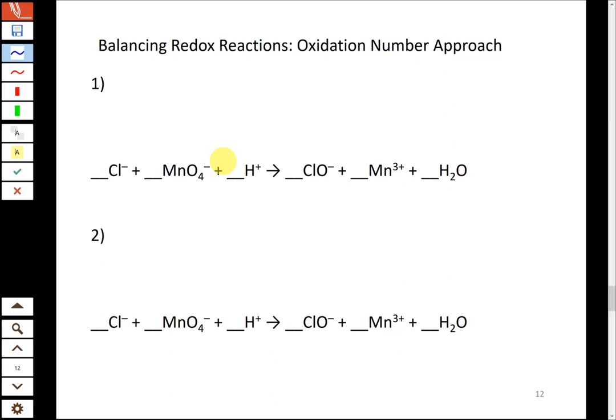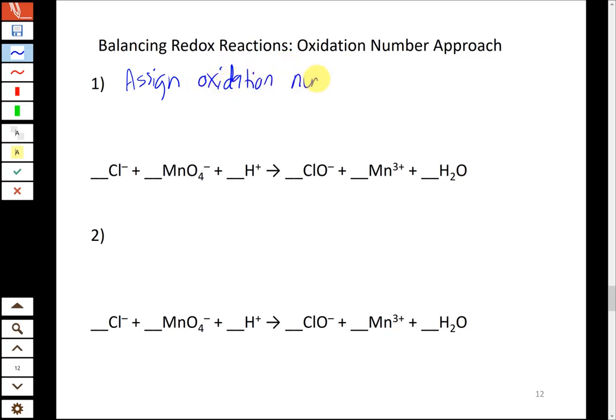Whatever net charge you have on the left side of the arrow, you have to have the same net charge on the right. And it's hard to do that just by guessing and checking. So you do want to follow this approach for balancing redox reactions, which is much more systematic and allows you to get it much more effectively than a guess and check approach. We're going to use what's called the oxidation number approach. As the name suggests, the first thing we need to do is assign the oxidation numbers for all the reactants and products.